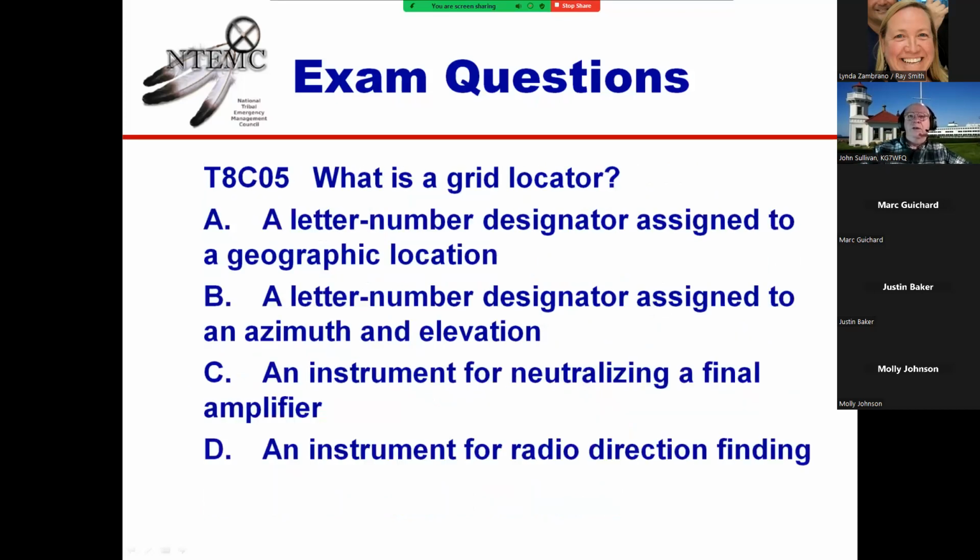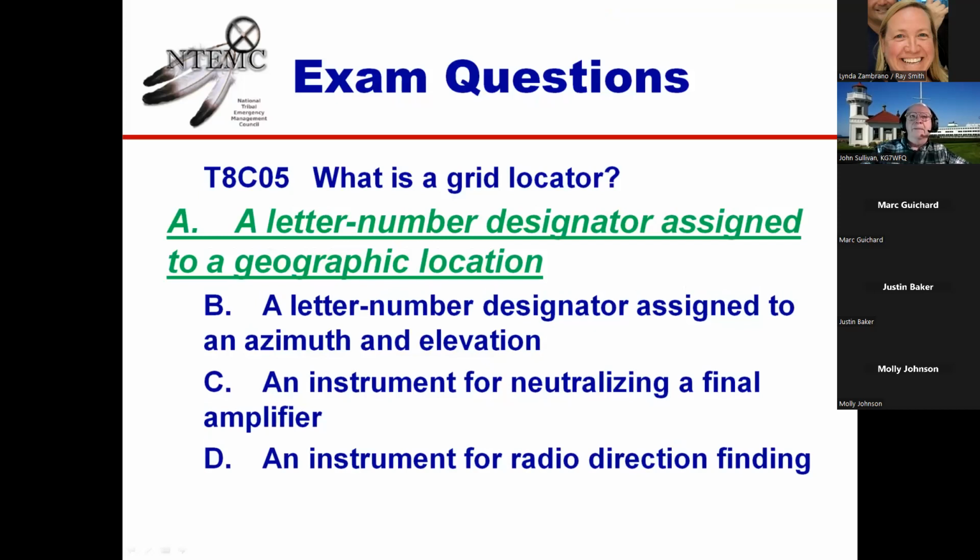What is a grid locator? That's the Maidenhead grid I was talking about. It is a letter number designator assigned to a geographic location. It doesn't have anything to do with elevation, and it's not an instrument. It's those squares on the map. Okay.